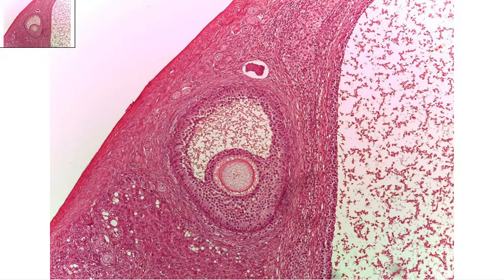This slide is from the ovary. The current magnification is 100x total magnification. What we're looking for is going to be a later secondary follicle. Now this later secondary follicle is this structure located right here.